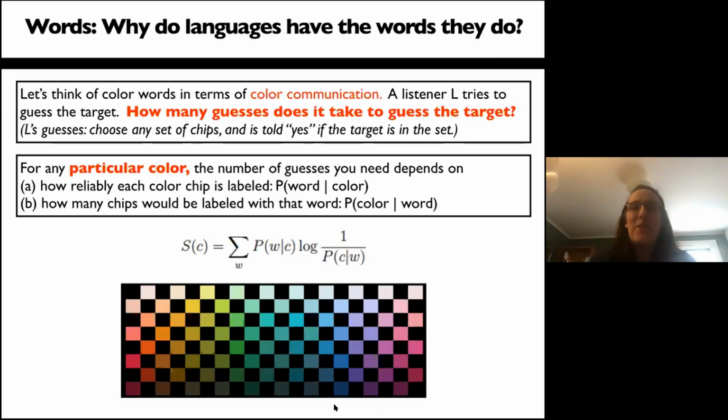Okay, so that one there is, most people will agree, maybe in English, that we'd call red. But over here, somewhere between a green and a blue, there's probably a lot of variability in what people might label that. And so we can get a distribution of labels over colors. That's a probability of word given a color.